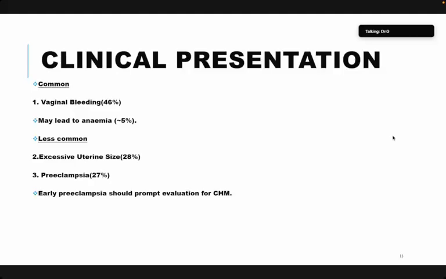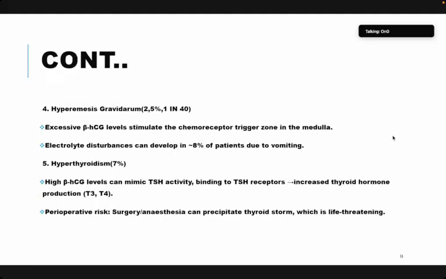And then in terms of clinical presentation, I must stress that because of widespread use of ultrasound, now the clinical presentation is limited to vaginal bleeding, but you may still have some less common presentations like excessive uterine size and preeclampsia. It's important to evaluate these patients, especially if they come early with preeclampsia, to exclude hydatidiform mole.